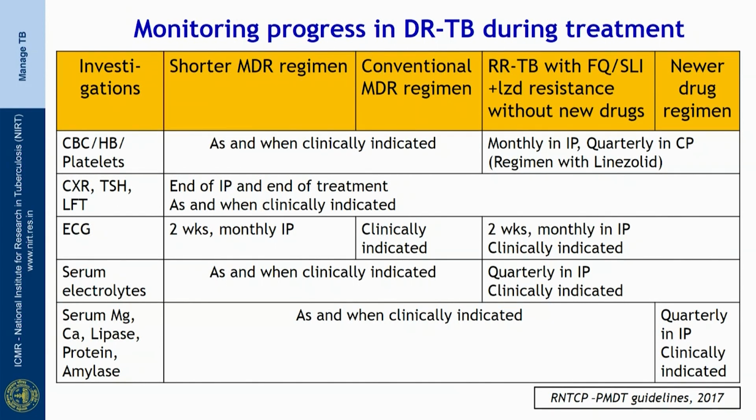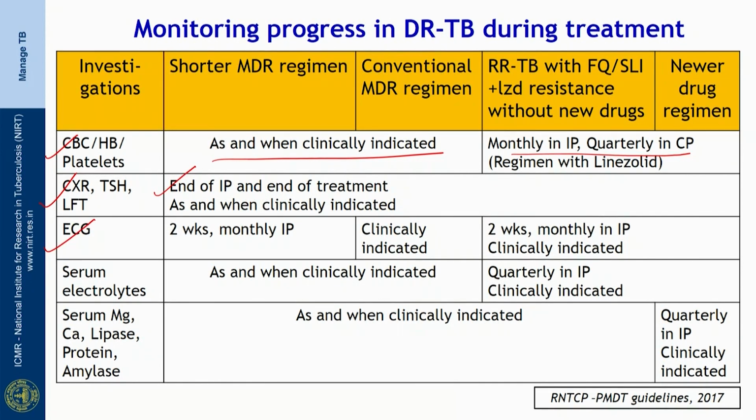So, the complete blood count, hemoglobin and the platelet count would be done in shorter and conventional MDR regimen as and when it is indicated, whereas in regimens which include linezolid, you will have to do it monthly in intensive phase and quarterly in the continuation phase. The chest X-ray, the TSH and liver function test would be at the end of IP and at the end of treatment, or as and when it is clinically indicated.